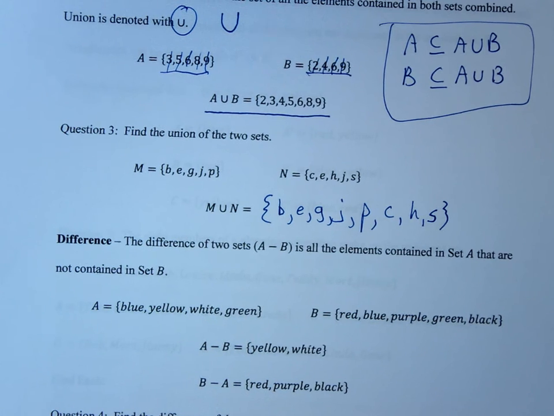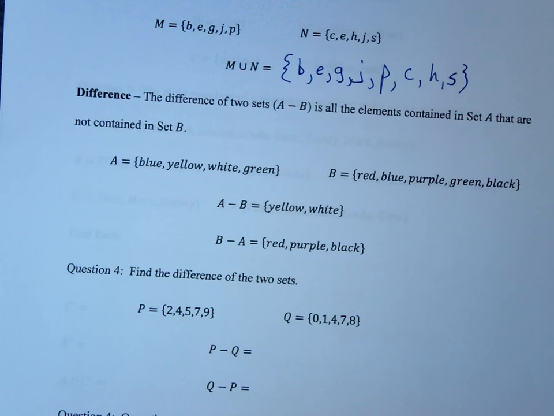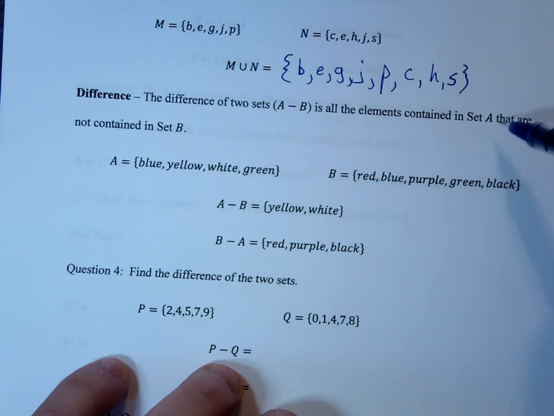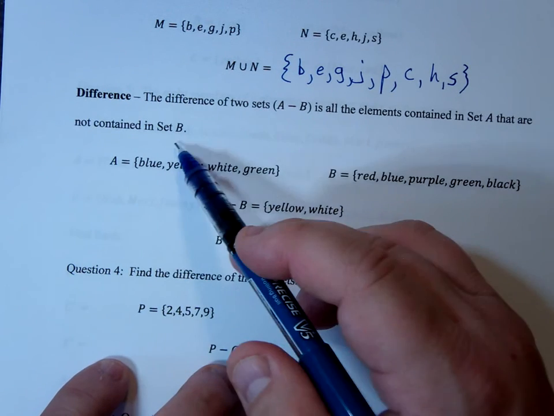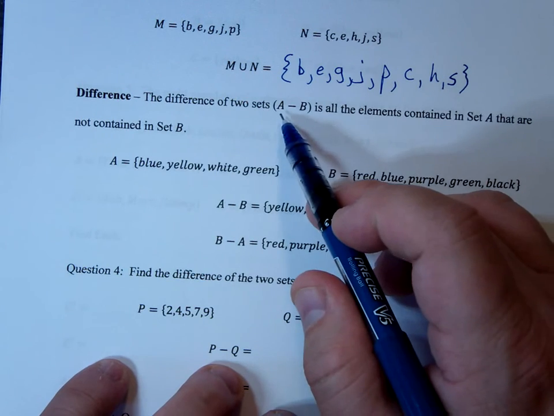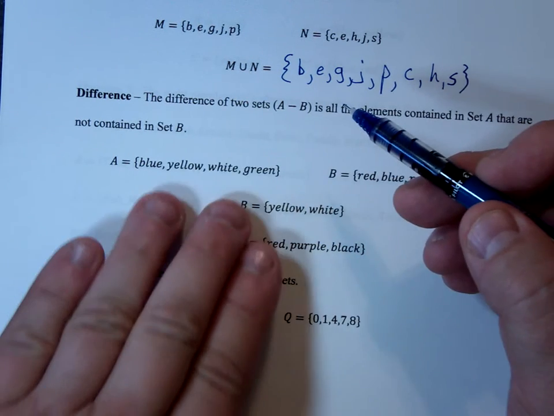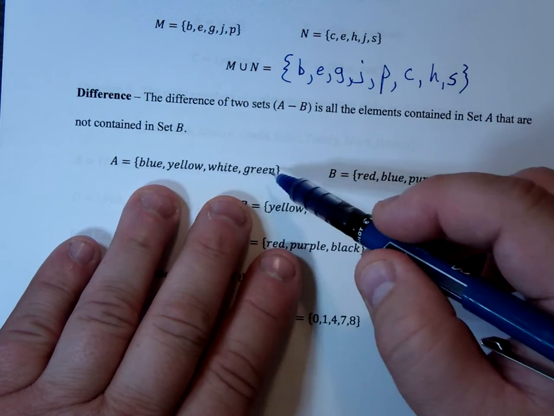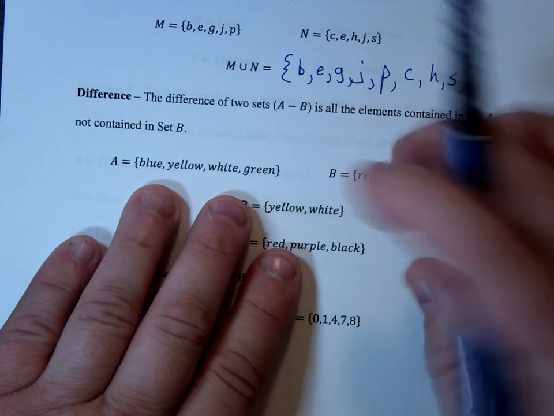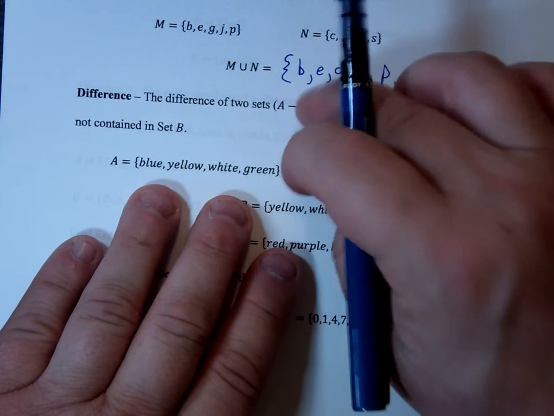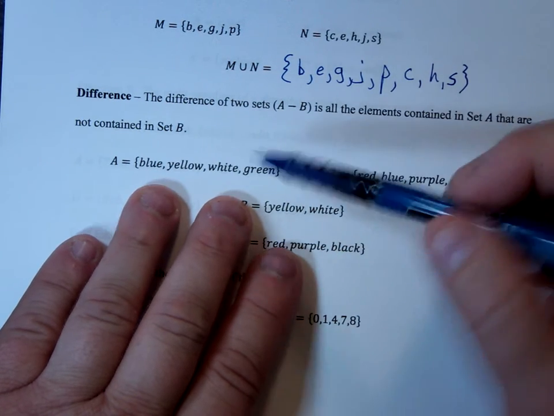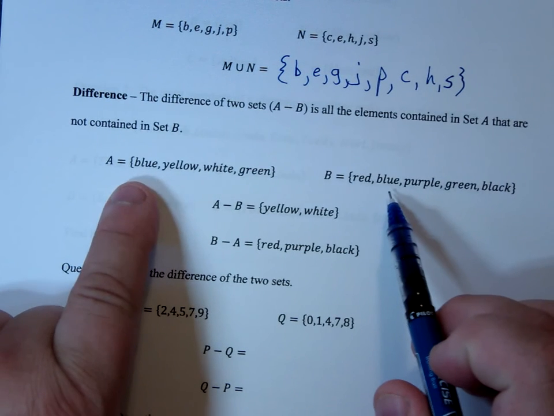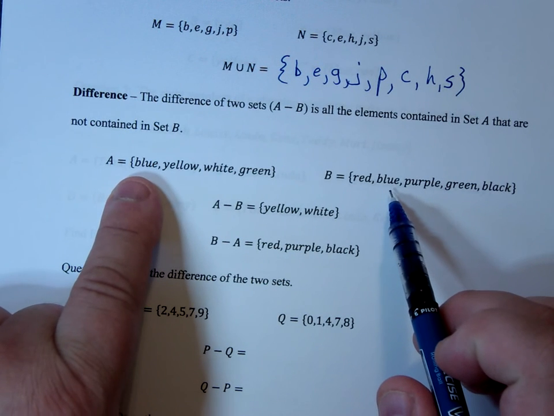Good. Difference. The difference of two sets, which is written A minus B, is all the elements contained in set A that are not contained in set B. When I do set A minus set B, the only possible elements would be the ones left in or from A. I can't add any ones that are in B if I'm subtracting those out. So if you look in your example, A minus B, if you look at A, B has a blue, so that would subtract out. So blue is not going to be a part of it.